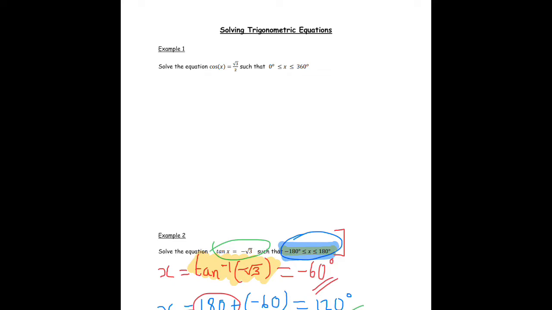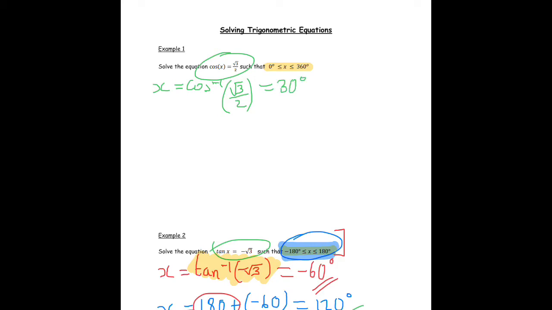So the first example we go through is: solve the equation cos of x equals square root of 3 over 2, where x is any angle between 0 and 360 degrees. So that is any and every angle between 0 and 360 degrees. In order to get the first angle, I would do cos to the minus 1 of the square root of 3 over 2, and that gives me 30 degrees.